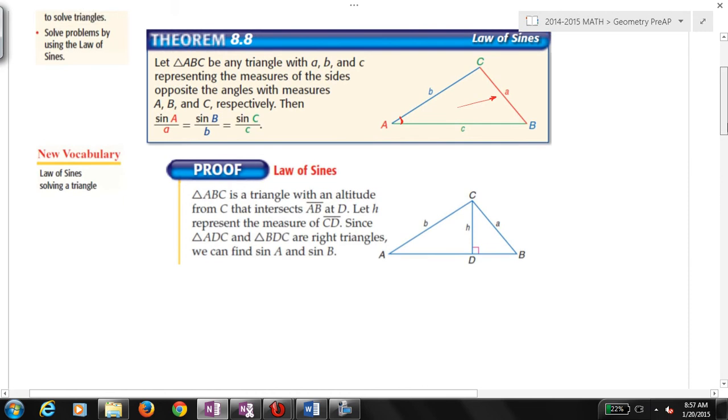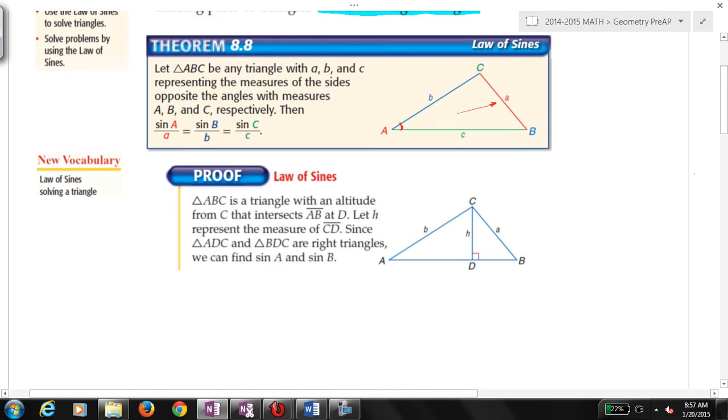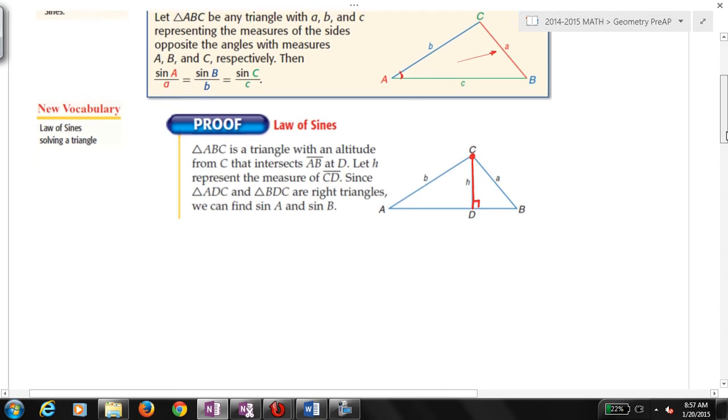Now we're going to look at why law of sines works. We have the law of sines proof here. What they do is draw a height, which has to be perpendicular, and then use the right triangle trick. You notice that there are two right triangles. First we're going to look at right triangle ACD, and we're going to come up with a relation.